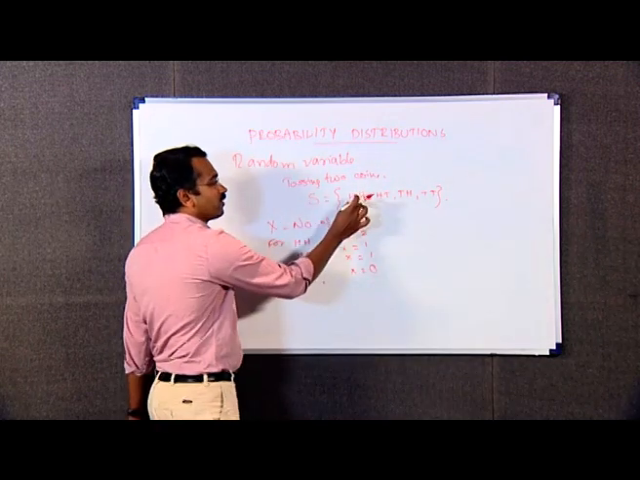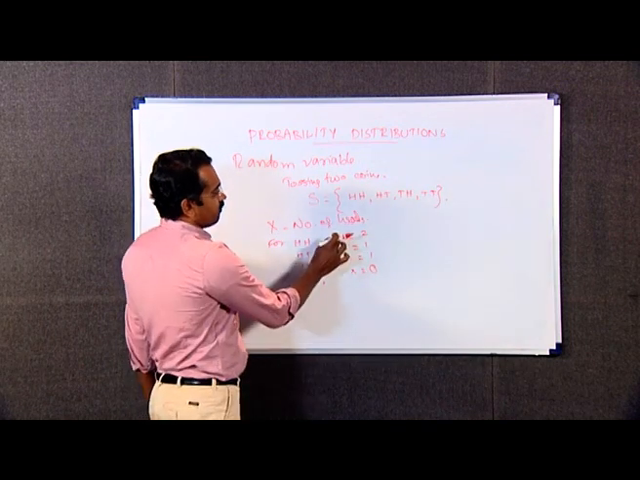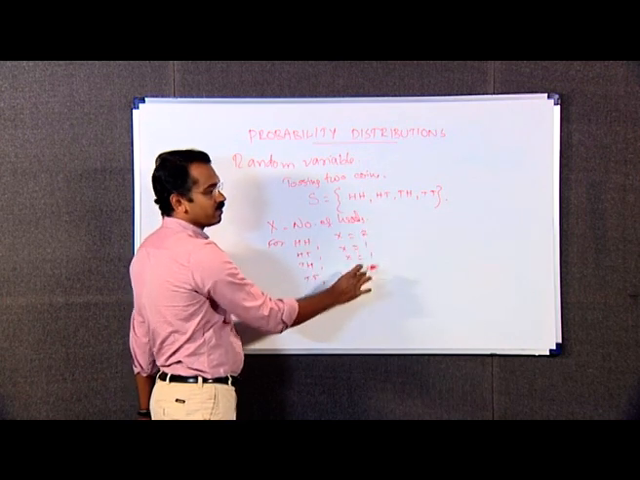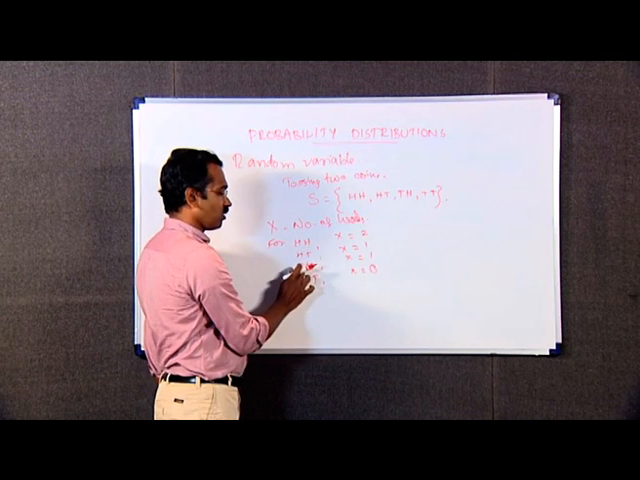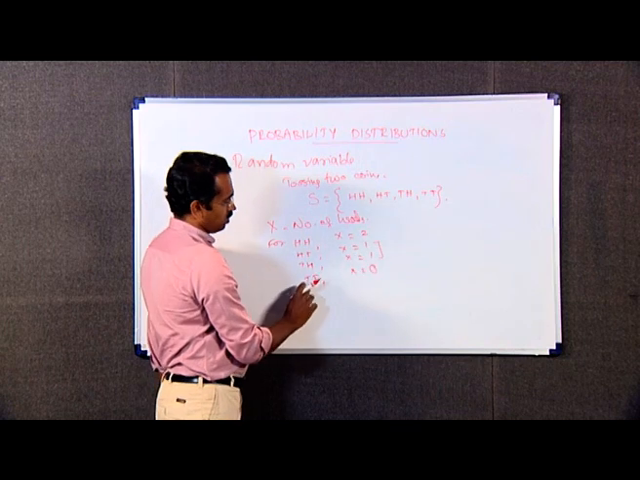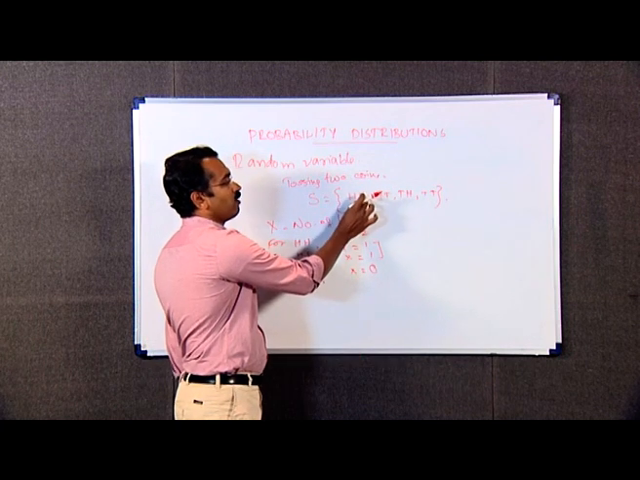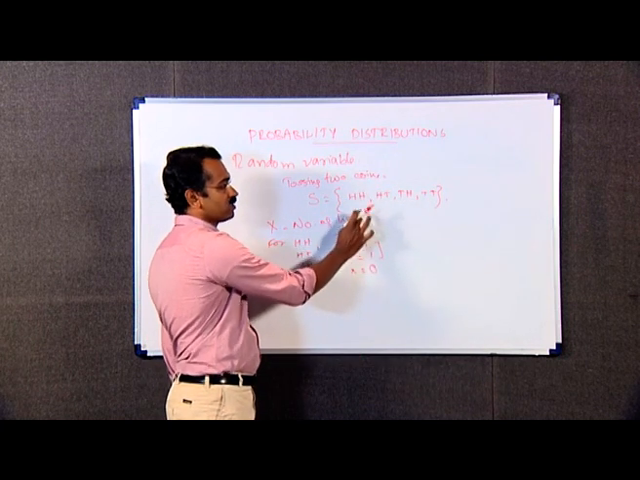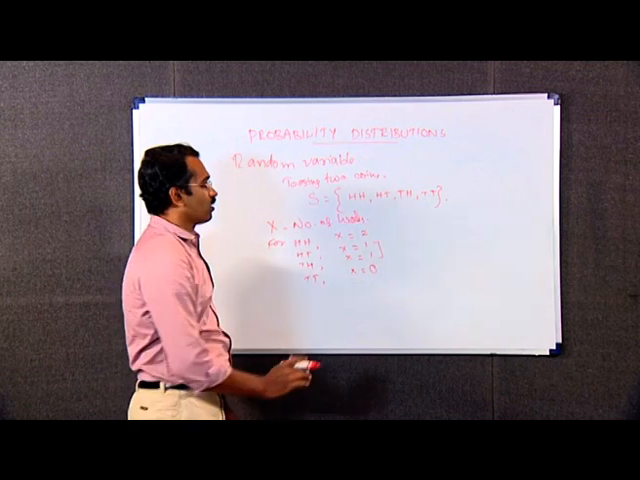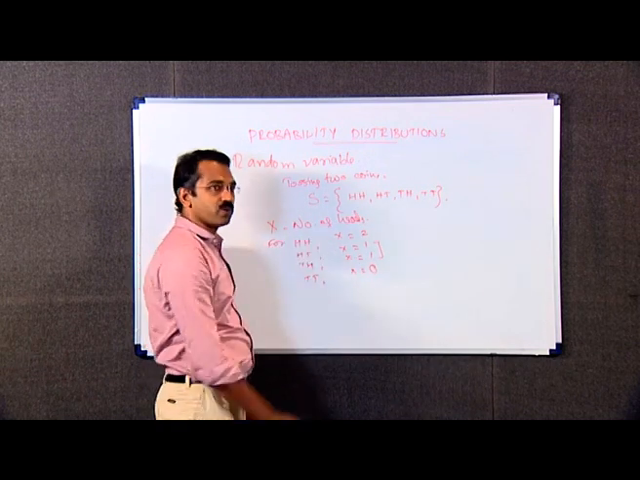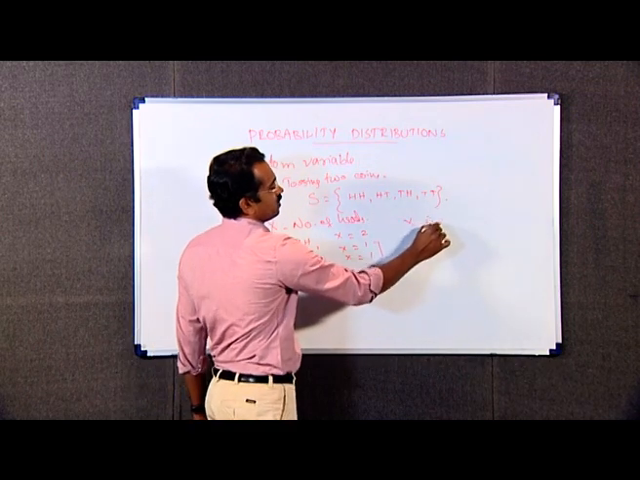That means, for every element of this sample space, we can find real numbers. For HH, the real number is 2. For HT or TH, the number is 1. And for TT, the number is 0. That means we defined real numbers for all the elements of S. Therefore, this x, that is number of heads, is a random variable.